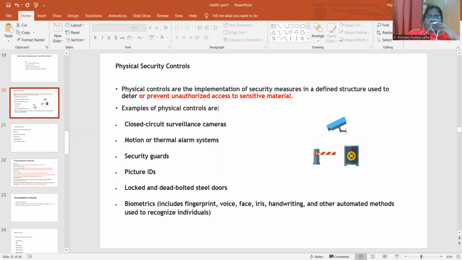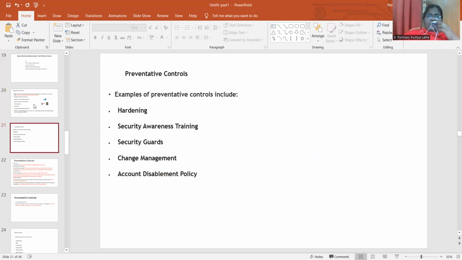In physical controls, you can use closed circuit surveillance cameras, an alarm system, or security guards. You can use a picture for identification and locked doors, or any biometrics, voice, or face recognition in the physical security control.